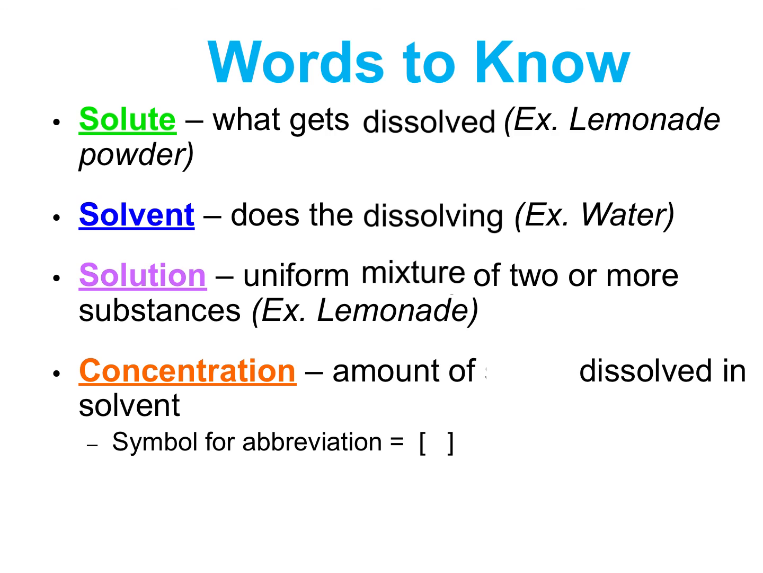But we're adding a new term today, and that is concentration. And concentration is the amount of solute that gets dissolved in the solvent. And we like to abbreviate this with these little bracket signs when we don't want to write out this big long word. So a way to remember concentration is something you already know. If we're making lemonade, maybe you like strong lemonade or weak lemonade, and you change how strong it is based on the amount of the lemonade powder that you add, the amount of the solute.